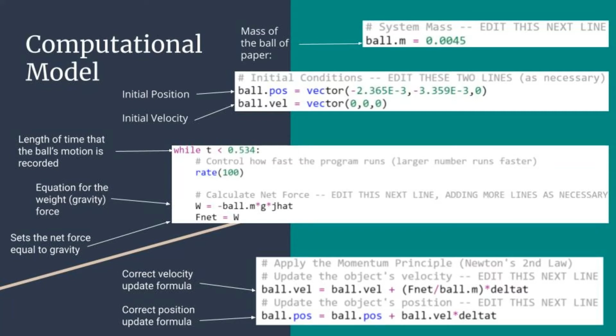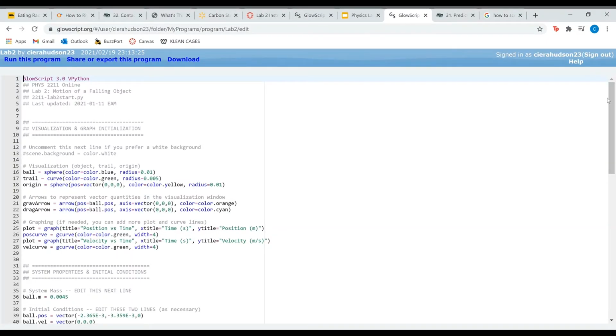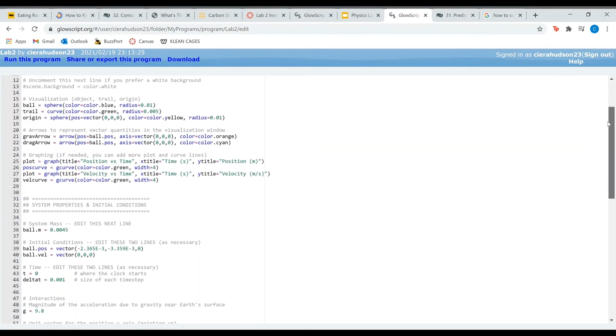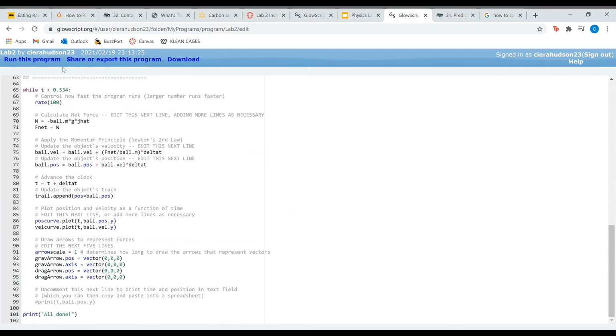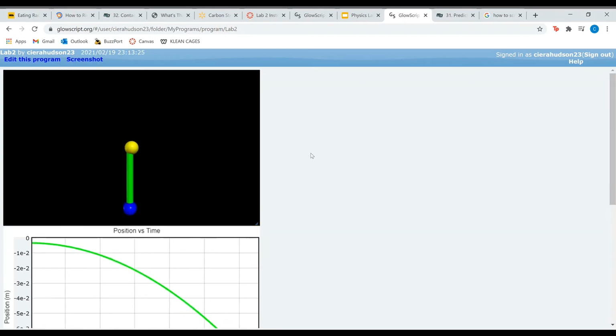Then, the program was set to run for the amount of time that was analyzed in Tracker, the net force was defined as the weight force, and the equation for the weight force was also added. Lastly, the velocity update and position update formulas were edited so that the values of each variable would change incrementally throughout the program. Note that the drag force does not play a role in this model. This is the final code for the first model. This is the program as it runs.